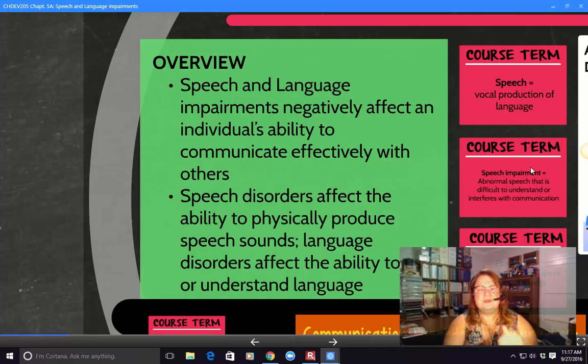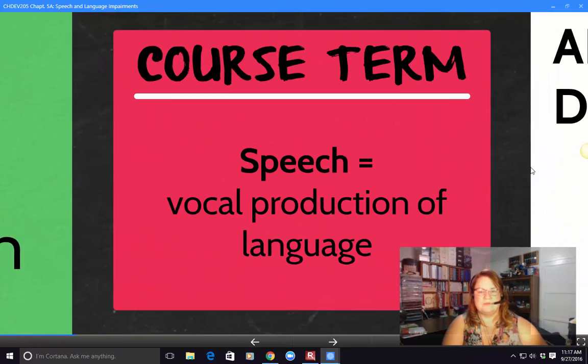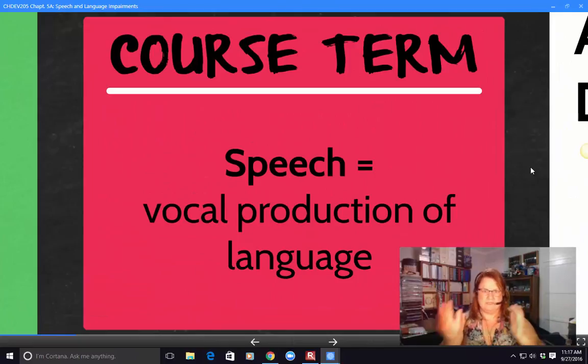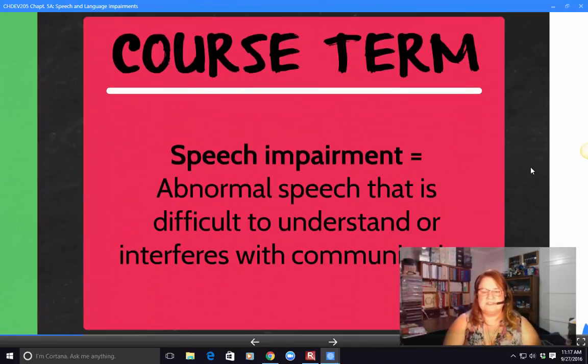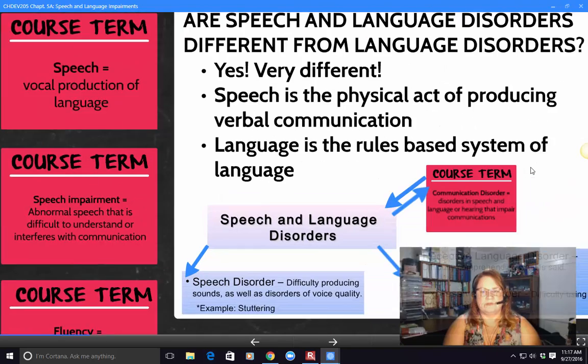Now, the book is really good about separating the different types of disorders, but it can get a little muddy, so I want to start with this. Speech is the vocal production of language. That's it. Communication comes in different forms, but speech is the vocal production of language. A speech impairment is when that's impaired in some way. It could be that there's something physically wrong, and we'll talk about all the different systems in the body. It could be that there's something neurologically wrong, right? Or it could be some other things going on. So we'll learn about that here.